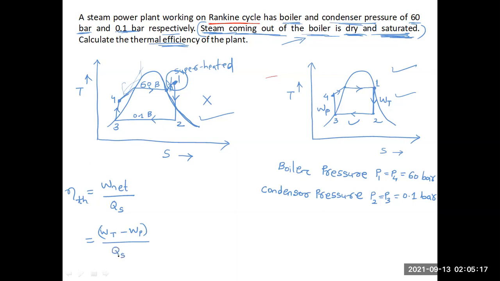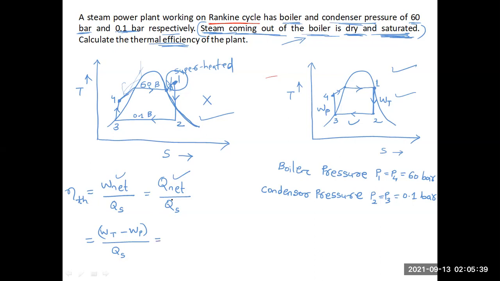So net work done means turbine work minus pump work divided by heat supplied. Okay, so this thermal efficiency is having one more formula, that is net heat interaction divided by heat supplied. Okay, so according to the first law of thermodynamics, you might have known for a cyclic process, net work interaction becomes equal to net heat interaction.